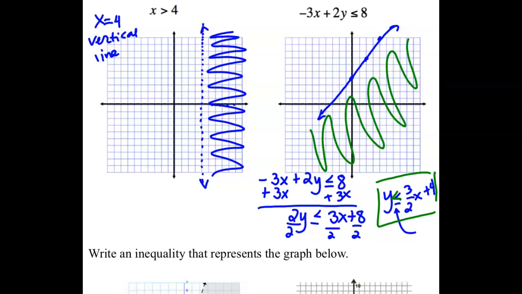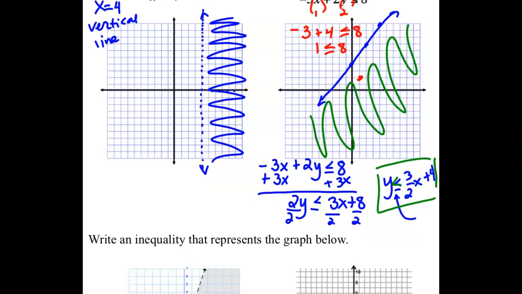Again, we could test a point. Let's say we try this point, over 1, up 2. We put a 1 in for x, we put a 2 in for y. So we've got negative 3 times 1, 2 times 2. Negative 3 plus the 4 is 1. Is 1 less than or equal to 8? It is, so we know we shaded the correct side.